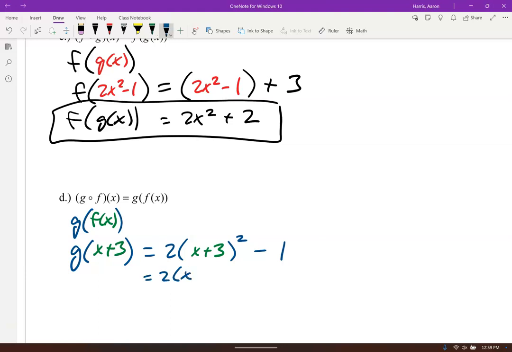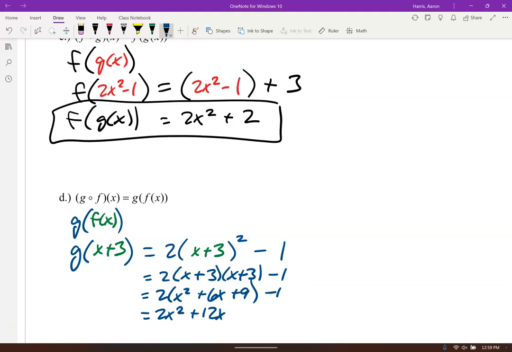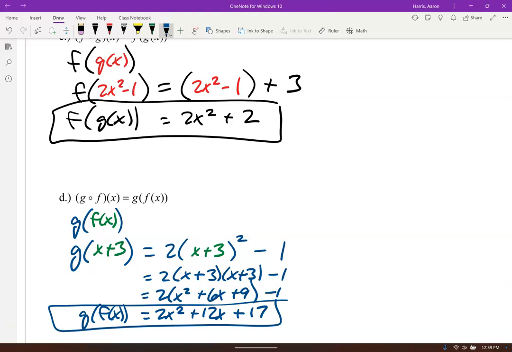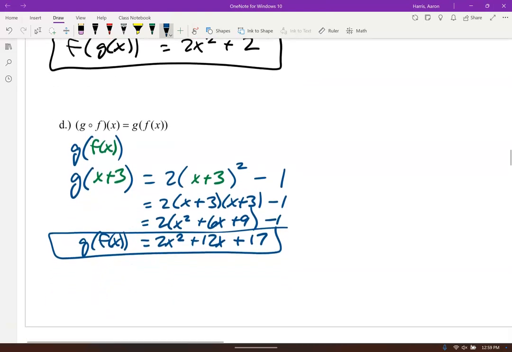So I'm going to have to expand that. So it's x squared plus 3x plus 3x plus 9. So distribute the 2: 2x squared plus 12x plus 18 minus 1. Well, 18 minus 1 is just a 17 on the end. So there's our g of f of x: 2x squared plus 12x plus 17.